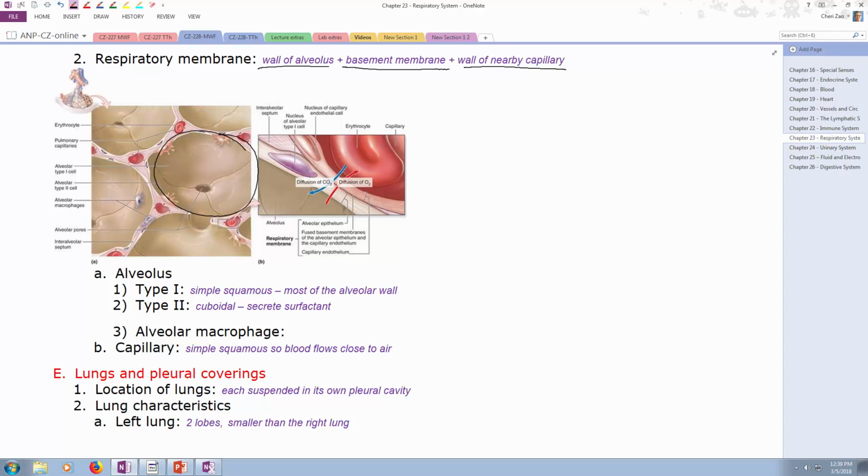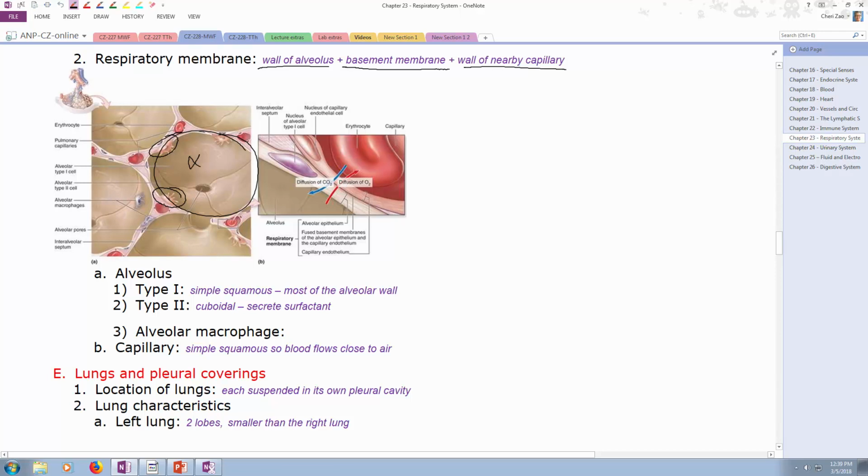And you can see this is meant to be a type 1 alveolar cell, a nice big flat simple squamous epithelial cell. And then a few other cells will be inside the alveolus, these guys that have these protrusions. Those are type 2 cells. They're called cuboidal cells, and they are responsible for secreting a material called surfactant.